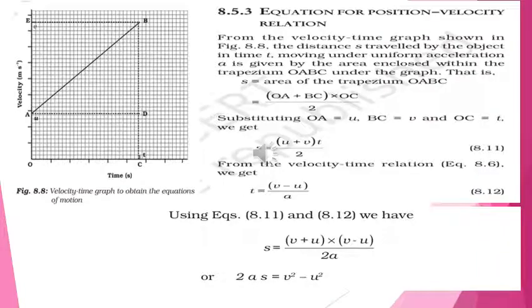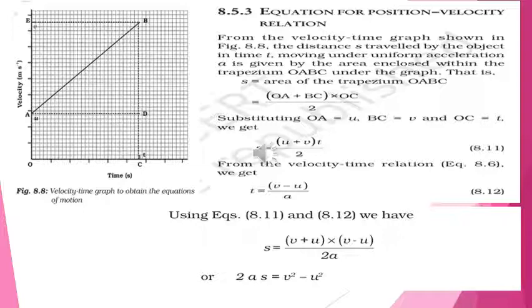Equation for position-velocity relation. See the same graph here. Now we will find the relation between position and velocity. From the velocity-time graph shown in the figure, the distance traveled by the object moving under uniform acceleration a is given by the area enclosed by the trapezium. Just now we have seen the same, but here instead of two formulas we are directly using the formula for a trapezium, half into the sum of the parallel sides multiplied by height.